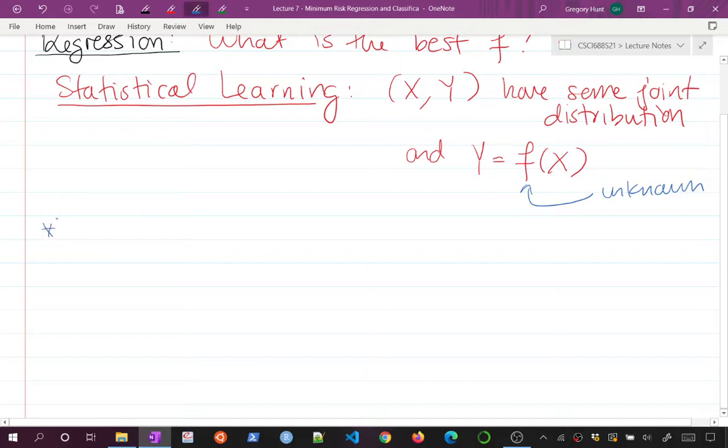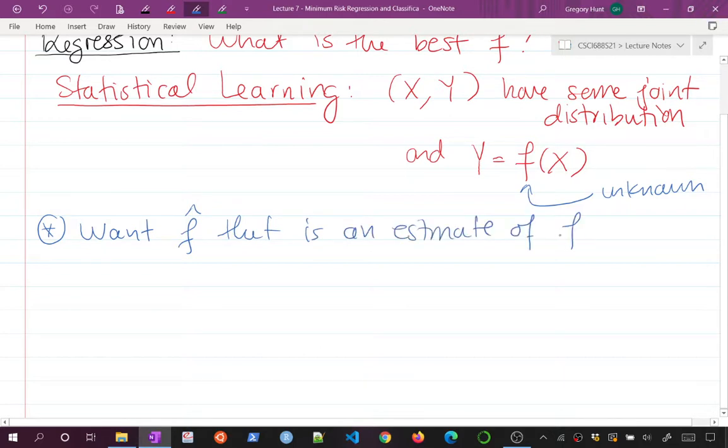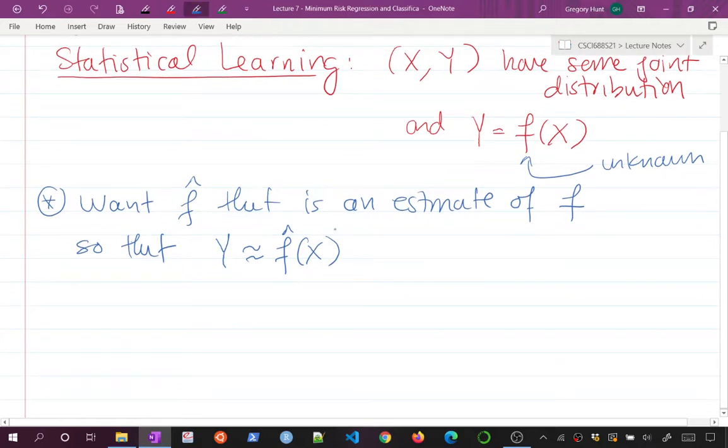And what we want here, so let me write this now, is we want some f hat that is an estimate of f, so that y is approximately f hat of x. It's a bit abusive of notation, a bit vague, but basically the idea is that for new draws from our distribution, we can predict the y if we just get the x.